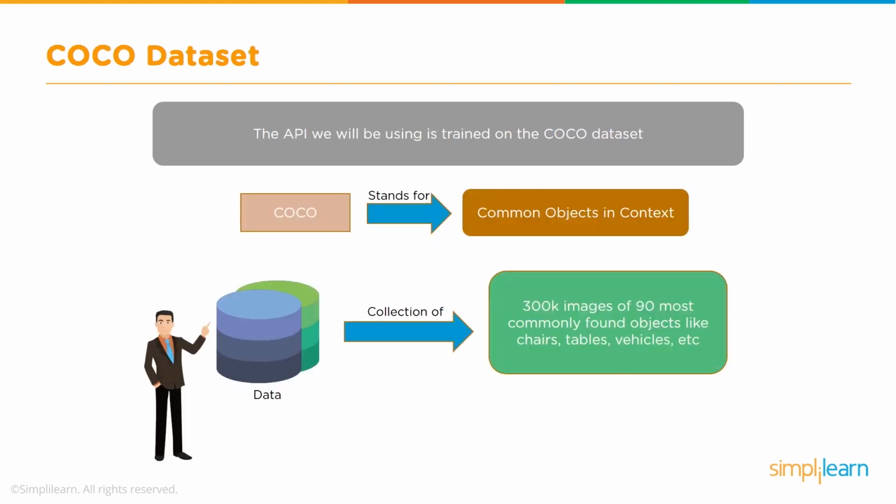So the COCO dataset, COCO stands for Common Objects in Context. This dataset consists of 300,000 images of 90 most commonly found objects, like chairs and tables, etc. A set of models have been trained on this data set, and this is pretty good to detect the most common objects in images and videos. So with that, let's get into the code.